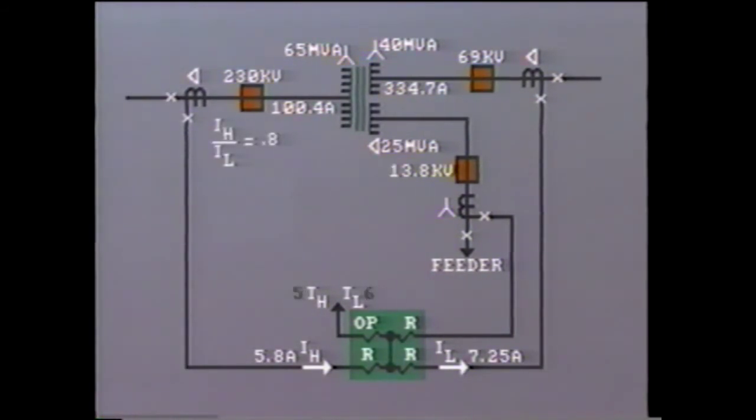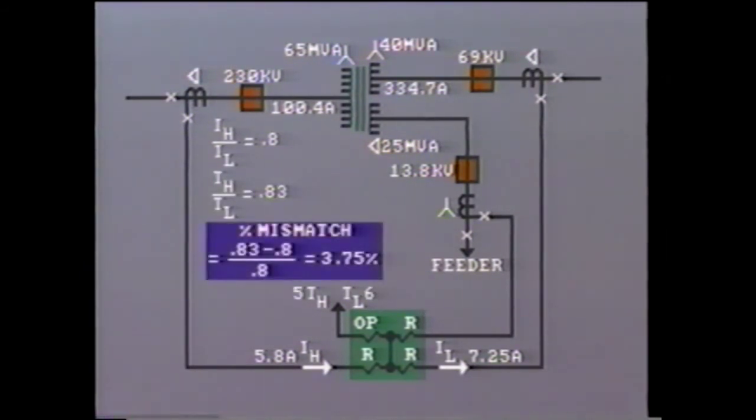Now, let's suppose that our taps are set on 5 and 6 respectively, giving us a tap ratio of 0.83. Our mismatch can now be calculated as 0.83 minus 0.8 divided by 0.8, which equals 3.75%. This is well within the transformer differential relay restraint setting.